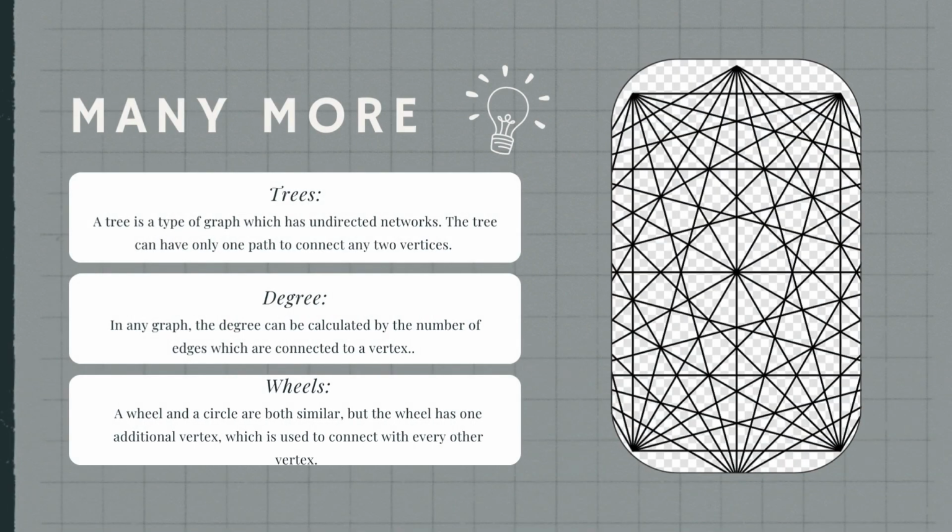There are many more: trees, degrees, and wheels. A tree is a type of graph which has an undirected network. The tree can have only one path to connect any two vertices. Then come degrees. In any graph, the degree can be calculated as the number of edges which are connected to a vertex.